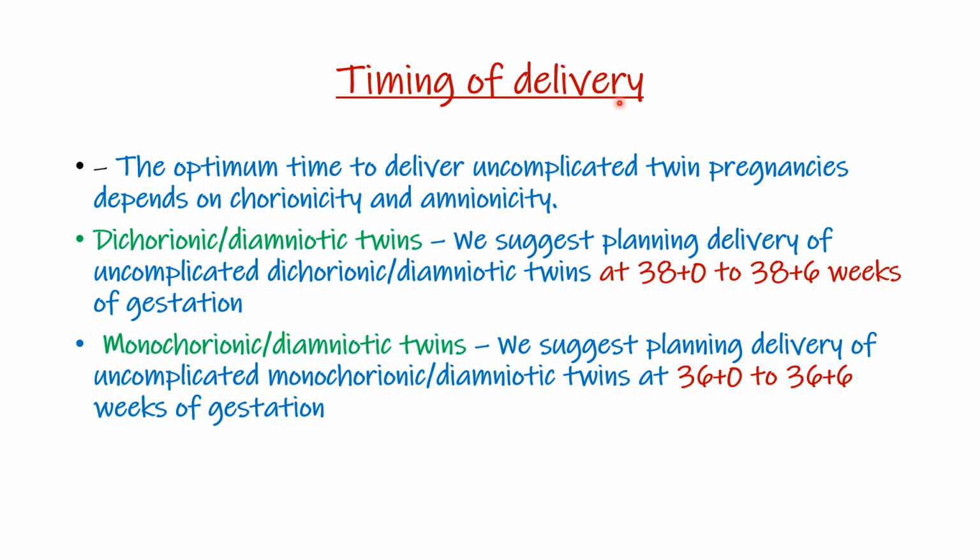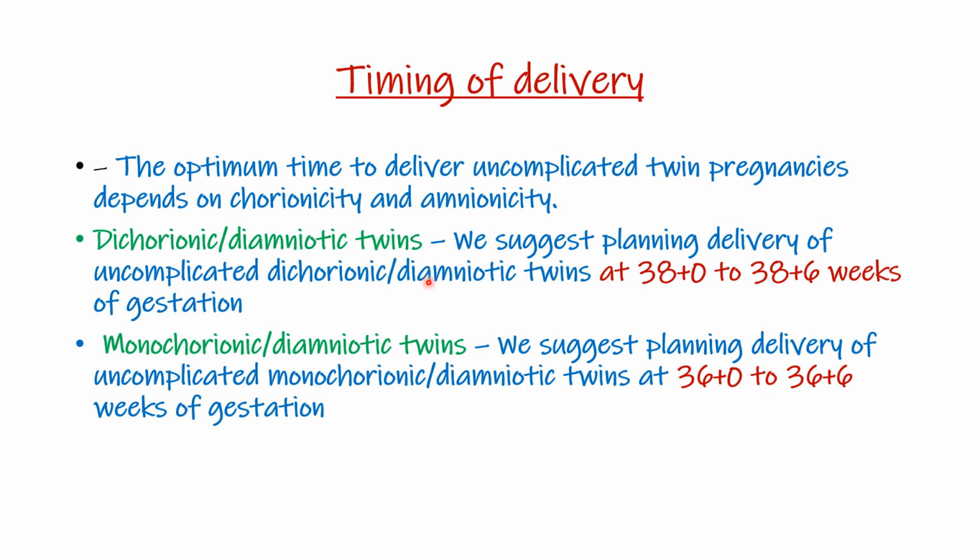So the timing of delivery: the optimum time to deliver uncomplicated twin gestation depends obviously on the chorionicity and the amnionicity. As you have mentioned, in terms of twin types we have di-di, we have mono-mono, and we have mono-di. I hope we are on the same page in that. So in twins that are dichorionic and diamniotic, the division occurred in 1 to 3 days. I hope you remember the second slide that we talked about.